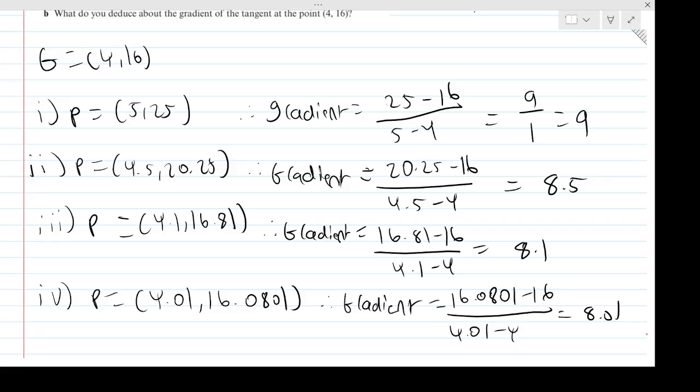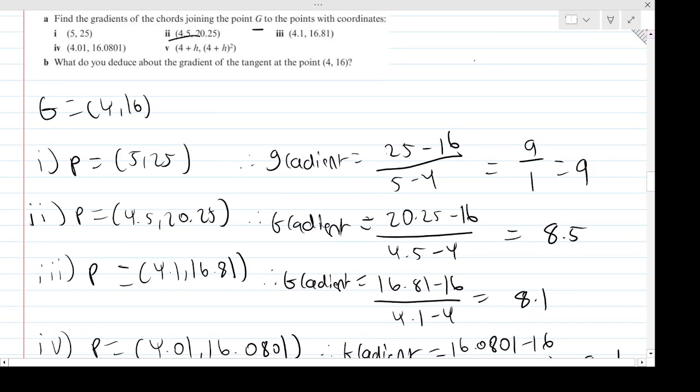Each time it's starting to go towards a certain value, right? I'm starting at 9, and 8.5, 8.1, 8.01. Very similar to the last example as well. So then lastly, I now have the point.